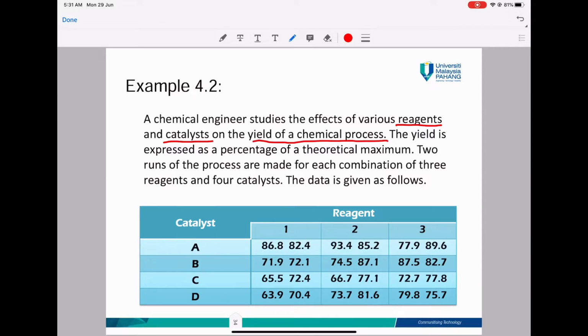So, which one is the independent and the dependent variable in our question? As we can see, the yield of a chemical process depends on the various reagents and the catalyst. So, that means the reagents and the catalyst are the independent variables and the yield of the chemical process is the dependent variable.